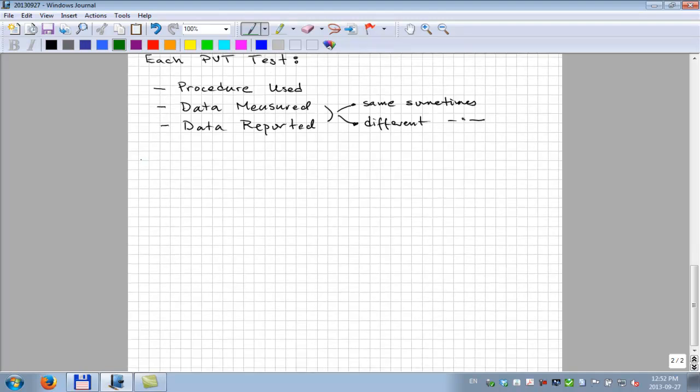Okay, so we'll get started here with the first test, which is this constant composition expansion test. And we'll be able to talk a little bit about it before the break.